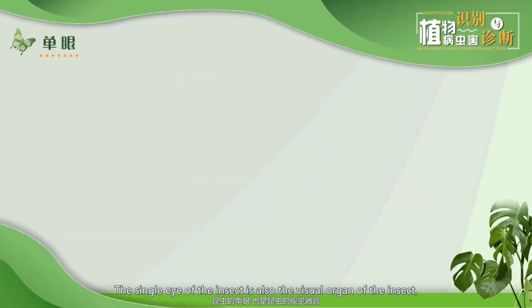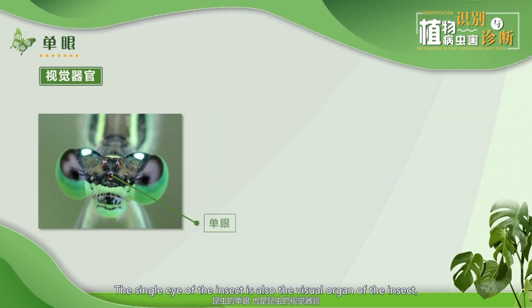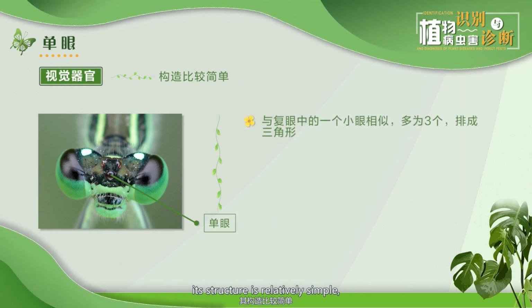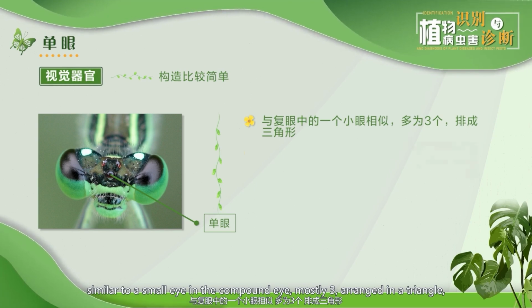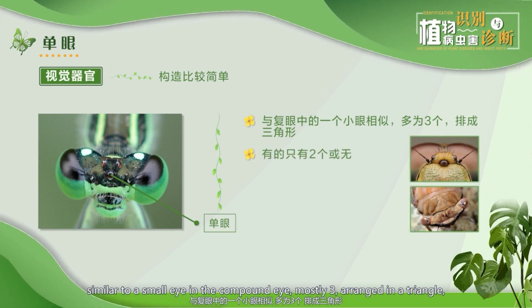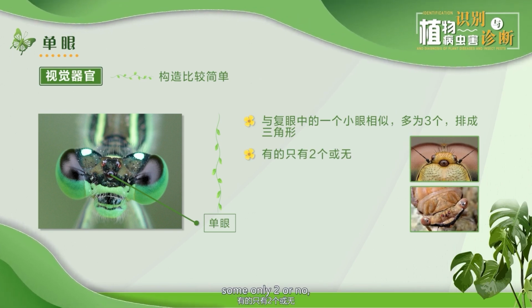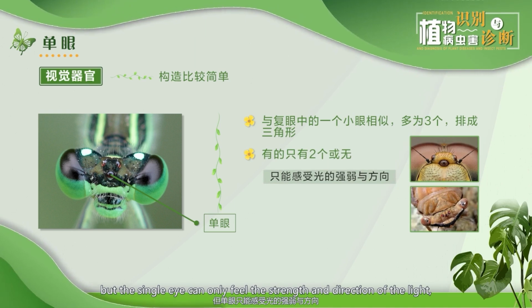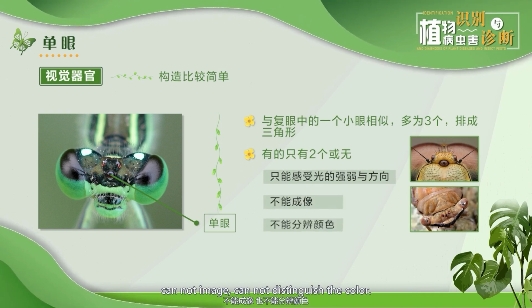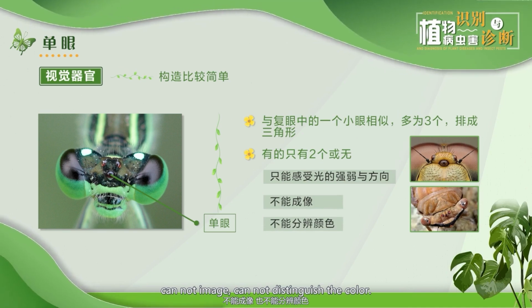The single eye of the insect is also a visual organ. Its structure is relatively simple, similar to a small eye in the compound eye, mostly three, arranged in a triangle, some only two or none. But the single eye can only feel the strength and direction of the light; it cannot form images and cannot distinguish color.